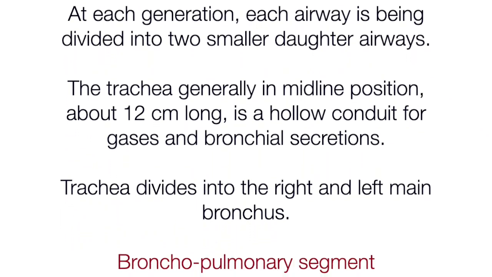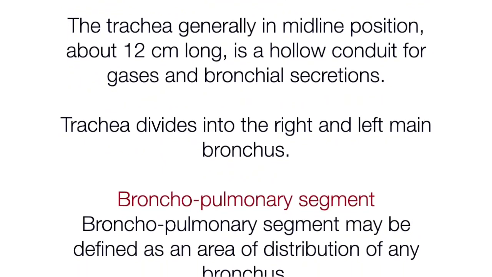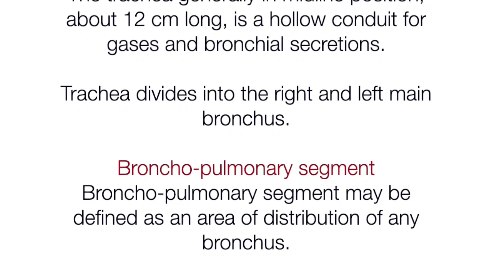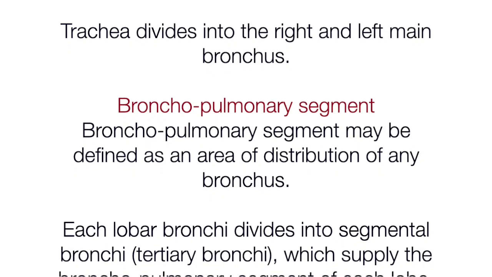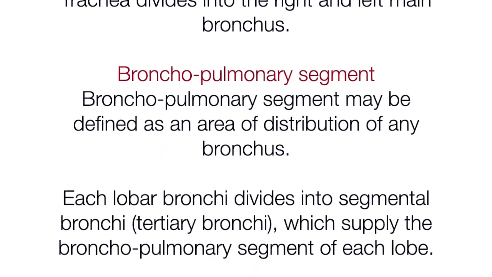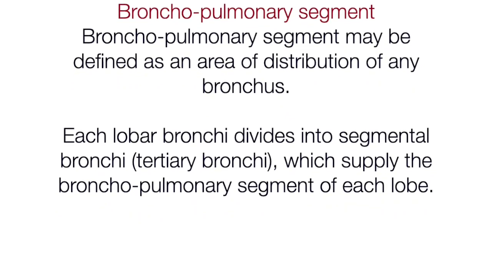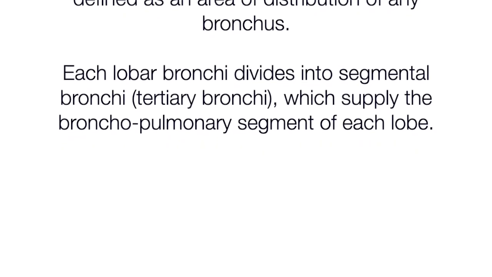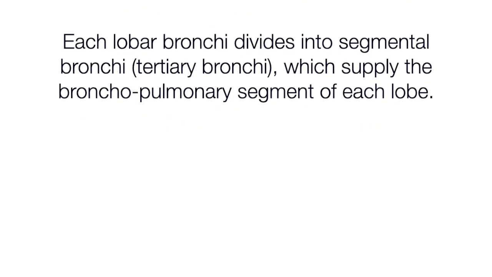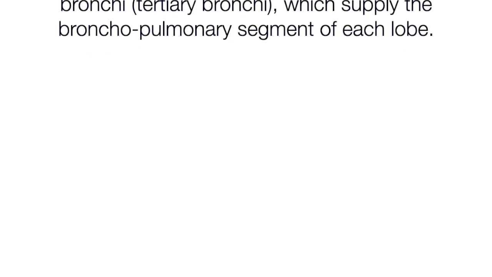The trachea, generally in midline position, about 12 centimeters long, is a hollow conduit for gases and bronchial secretions. Trachea divides into the right and left main bronchus. Bronchopulmonary segment. Bronchopulmonary segment may be defined as an area of distribution of any bronchus. Each lobar bronchi divides into segmental bronchi, that is tertiary bronchi, which supply the bronchopulmonary segment of each lobe.